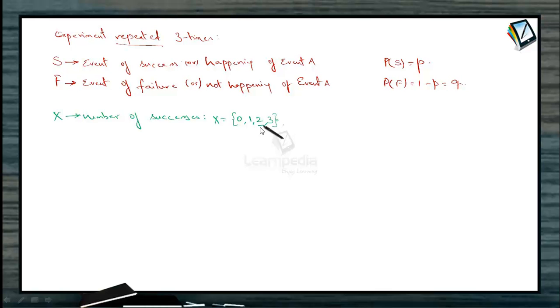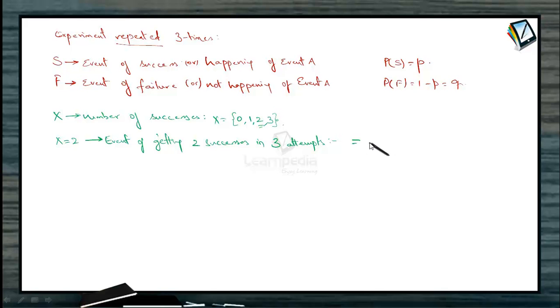Now let's discuss the case of the event X equal to 2. Can you tell me what this event X equal to 2 is? It is the event of getting 2 successes in the 3 attempts that we are making. So X equal to 2 denotes the event of getting 2 successes in the 3 attempts in which we are repeating the experiment. Now, when is this possible?